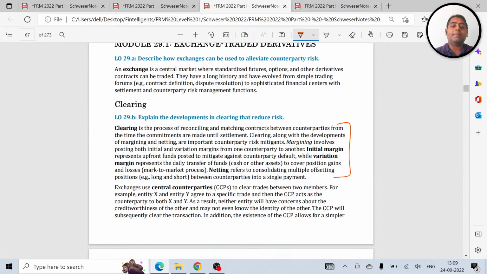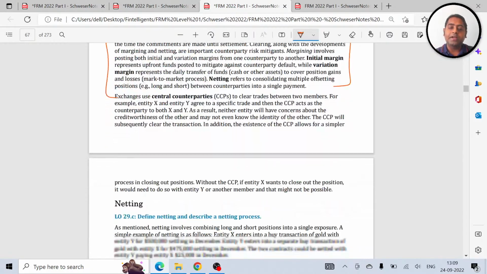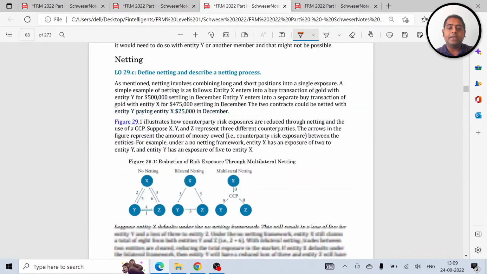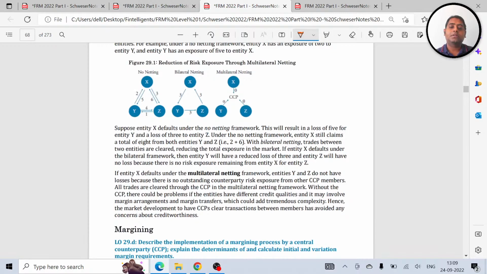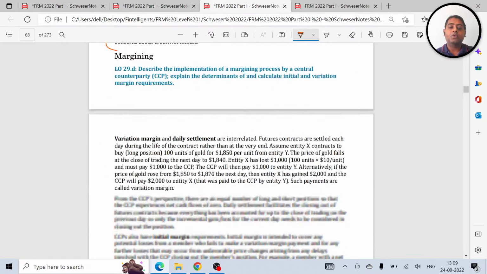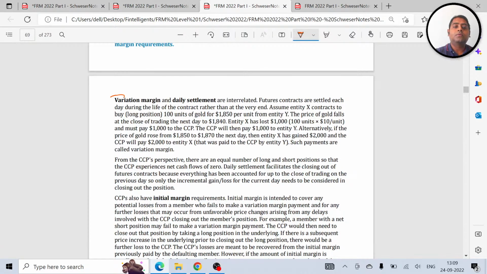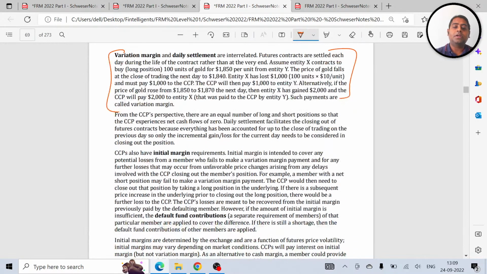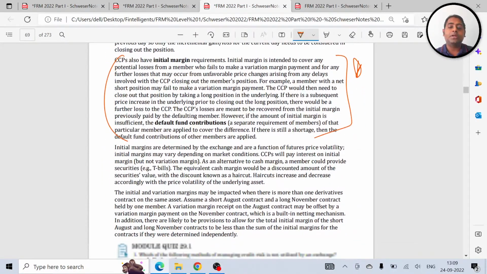Clearing, initial margin. I'm highlighting this paragraph, the first paragraph of the clearing. Should read it definitely. Netting part: the multilateral netting is important. When we go towards margining, variation margin is important, and this paragraph is important. Marking this paragraph as star. Default fund contribution is very important from the exam perspective. They can test you on the understanding part.